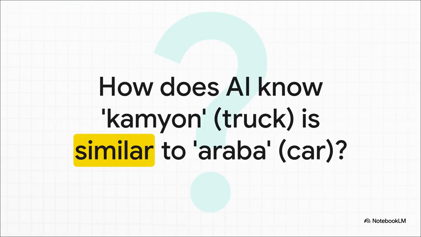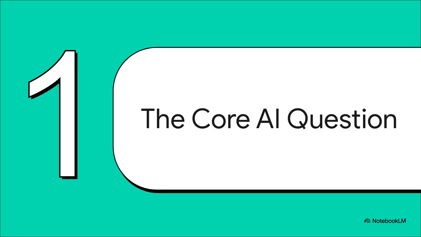So let's kick things off with a little puzzle. How in the world does a computer know that the Turkish word for truck, kamyon, is conceptually really close to araba, which means car, but at the same time, it's completely different from ateşkes, the word for truce? I mean, to a machine, they're all just letters on a screen, right? Well, maybe not. The answer to that puzzle is all about this idea of representation.